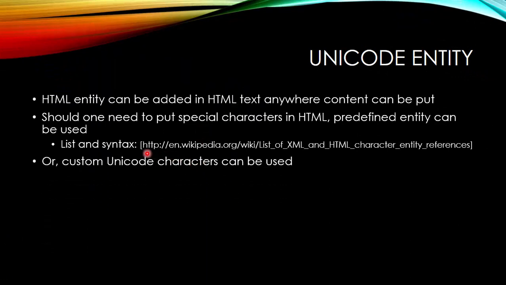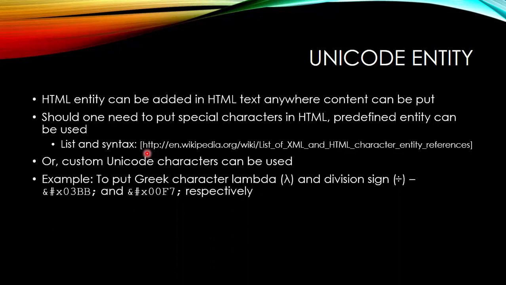Or if you cannot find the name for the symbol that you want to use, but you know the Unicode value of it, you can use the Unicode value to display as an entity. For example, if you want to put the Greek character lambda and the division sign, you can use these entities: ampersand hash x03bb semicolon and ampersand hash x00f7 semicolon respectively. Where do we find this value? We just Google from unicode.org.